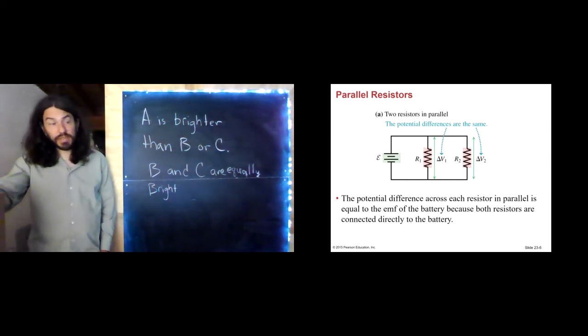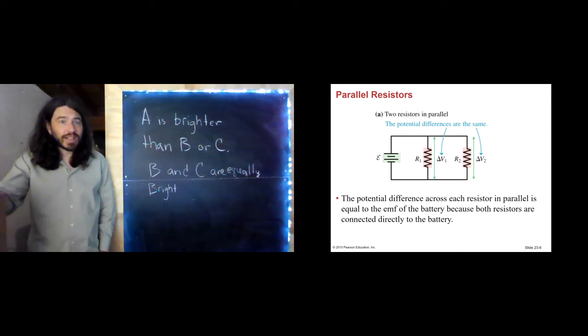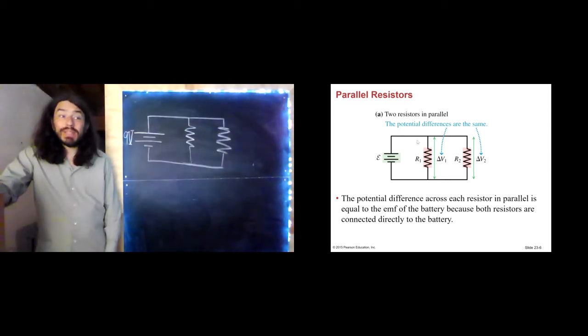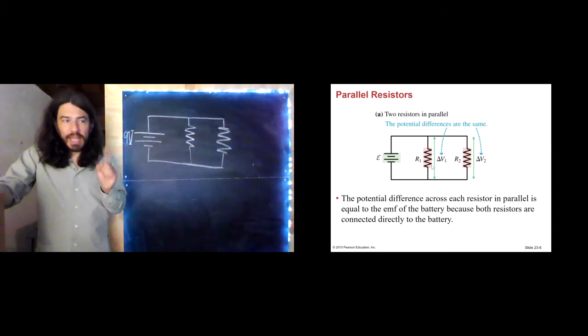What about parallel resistors? Here we see a parallel circuit, and what makes these parallel? They're parallel because they have the same potential across them. Now, remember that the potential across an ideal wire does not change. These have the same potential across them. That's what makes them in parallel.